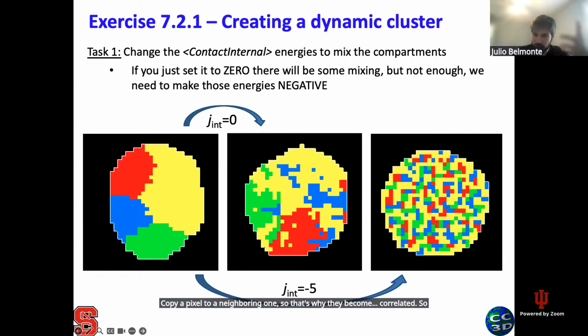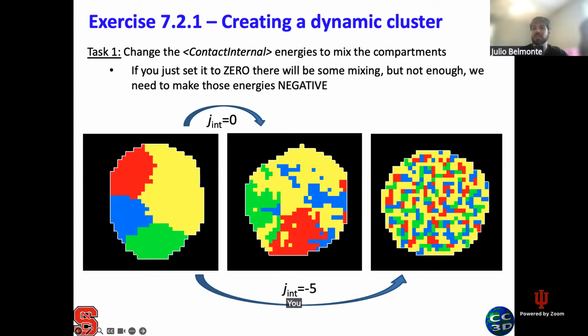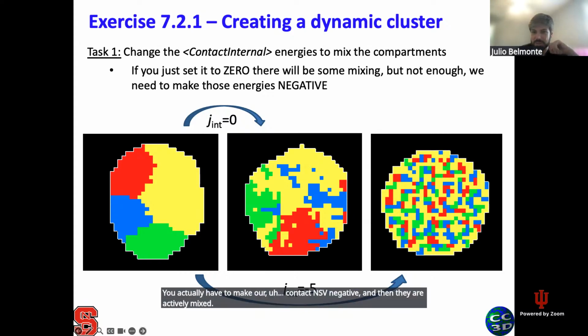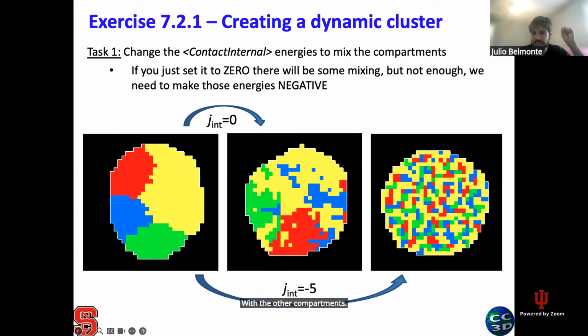So to overcome that, you actually have to make your contact energy negative, and then they will actively mix with the other compartments. Does that make sense? Okay, if it doesn't, or you have a question, let me know. Now let's move to the next exercise.